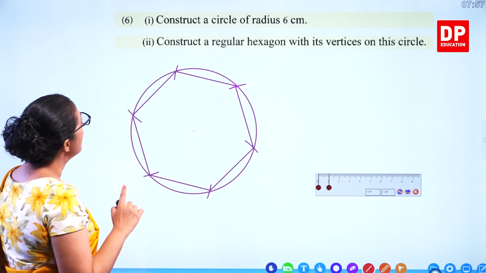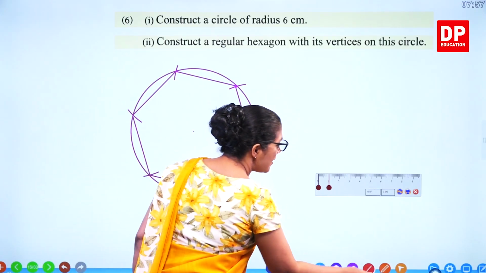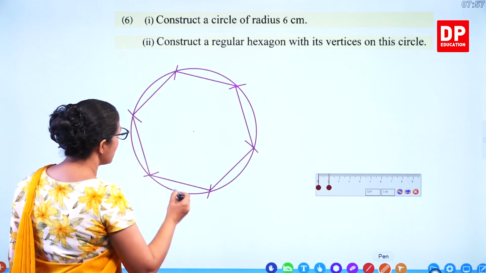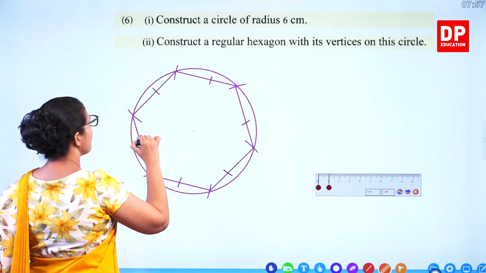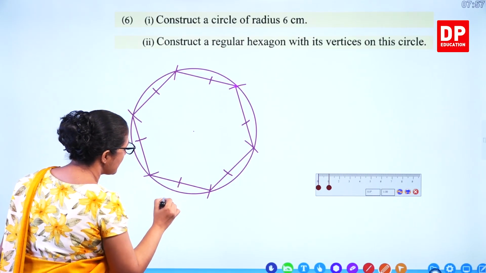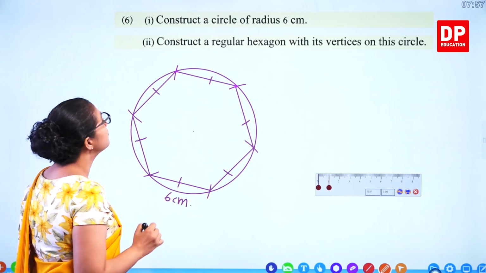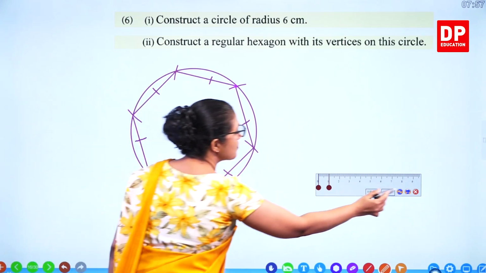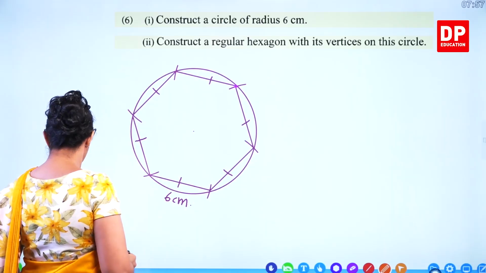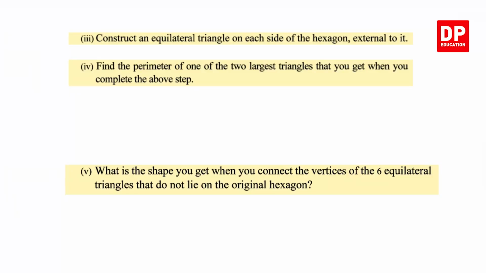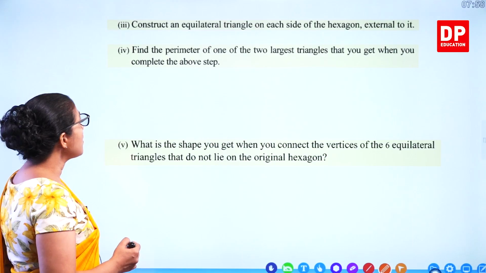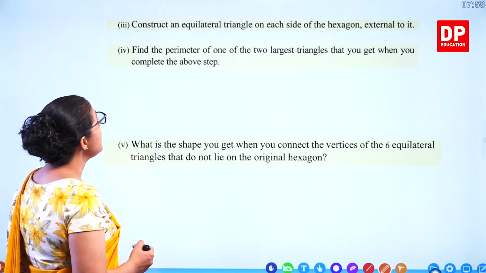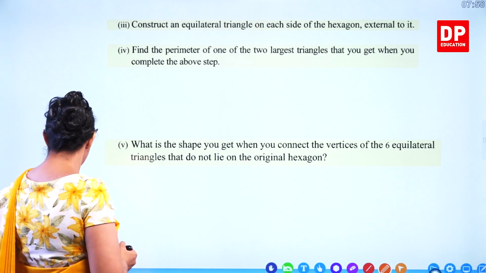So this is the hexagon with side length 6 centimeters. So all these sides are equal here, 6 centimeters. Construct an equilateral triangle on each side of the hexagon external to it. So you have to continue that. So construct an equilateral triangle on each side of the hexagon.